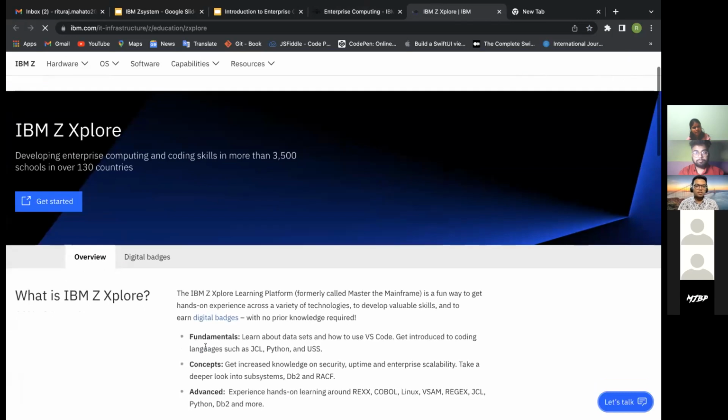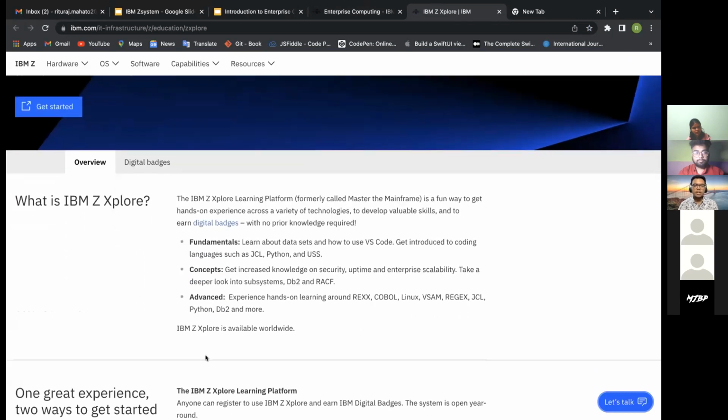So it has three parts: fundamentals, concepts, and advanced. Fundamentals is one of the most challenging parts if you are new to coding, but if you have prior coding experience or have programmed in any language, it would be good. It gets us to the JCL, Python, and USS part, and after that we go on to building up our Z skills and getting into the concepts.